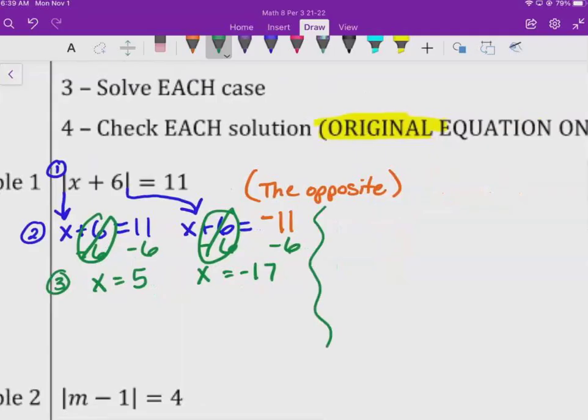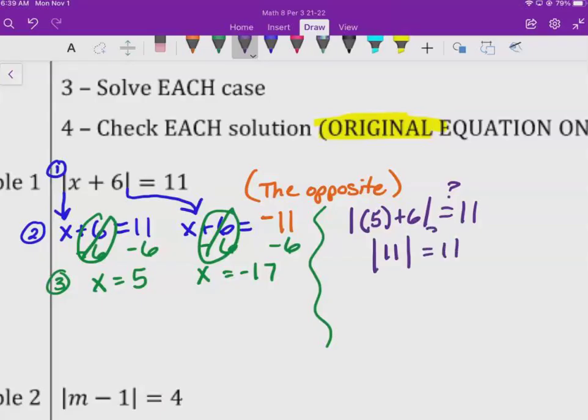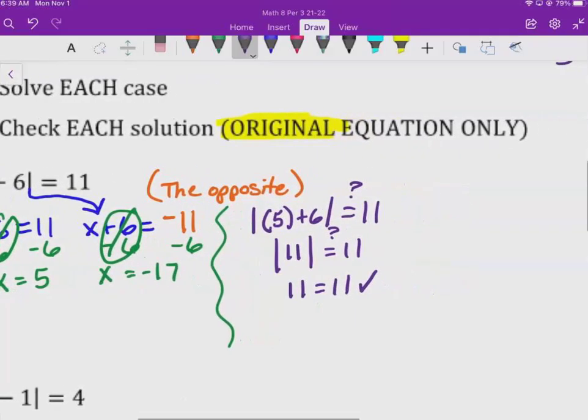is check each solution, and you check the solution in the original equation. So we're going to take the original equation, and we're going to plug in 5, question mark equals. Remember, that means we cannot change sides on anything anymore. 5 plus 6 is 11. And what's the absolute value of 11? What's the distance from 0? It's 11. So we're good there. There's one check.